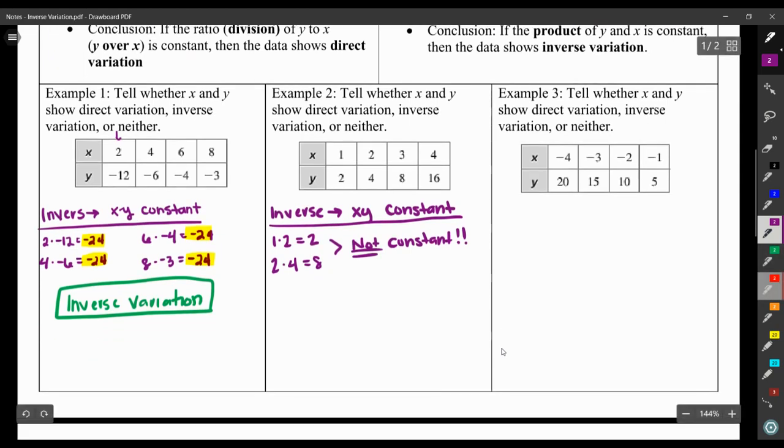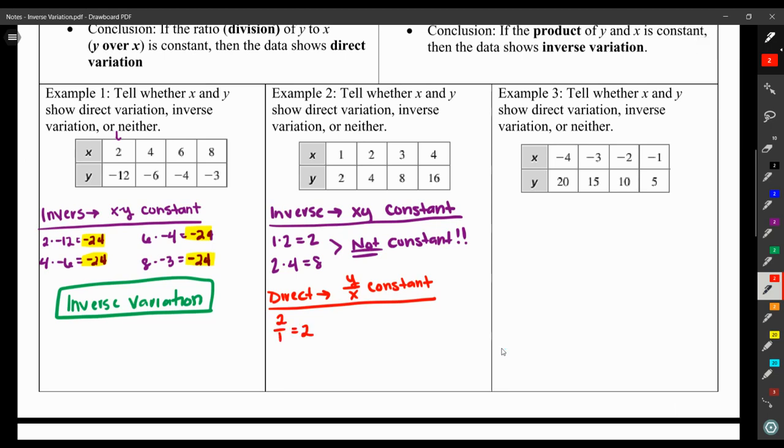So now let's try direct variation. For direct variation, y over x is constant. And make sure you do the y in the numerator, y over x. So for the first pair, 2 over 1 is 2. Second pair of x and y, 4 over 2 is also 2. So far we have the same number. Then we try 8 over 3, which is just 8 over 3. You can't simplify that. But I do know that 8 over 3 is different from 2. So we have lost our constant. So this is not constant either.